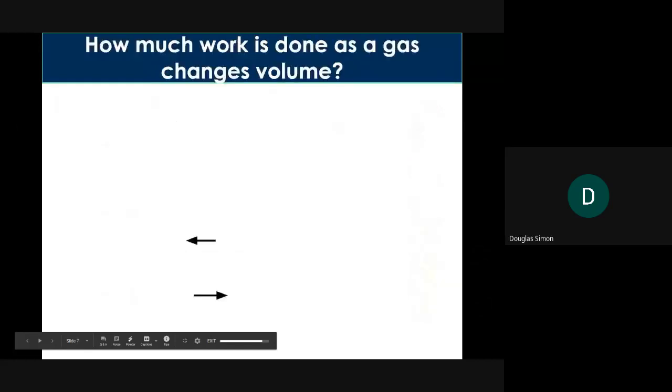Okay, something a little bit new. How much work is done as a gas changes volume? So if you want to compress a gas, it needs energy to do that. Gas particles don't want to be close to each other. They want to be really far apart from each other, because as soon as they collide with each other, they're going to bounce off in completely opposite directions, and ideally they'll just keep moving away from each other forever. It's only because we force them to be close to each other that they are, either by putting them in a container or by putting so many other gas molecules around them, they stay close.